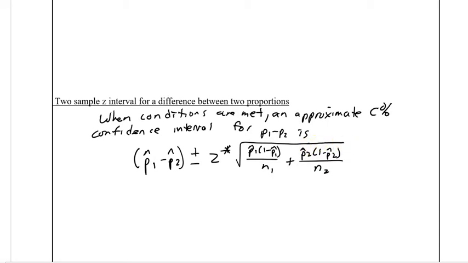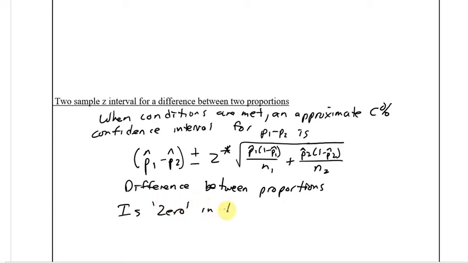So we've seen something like this before when we did confidence intervals. Now we just have more than one proportion. This is the difference between proportions. Now it's going to be very important: is 0 in the interval? That's going to be a good question. Is 0 in this interval?